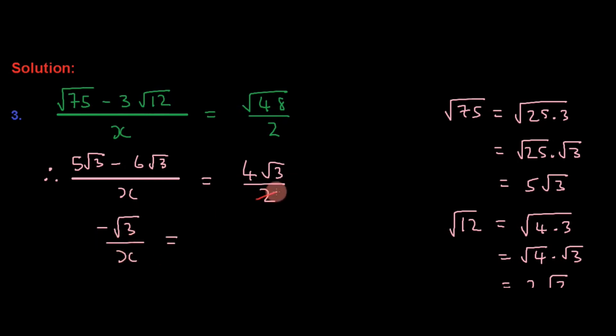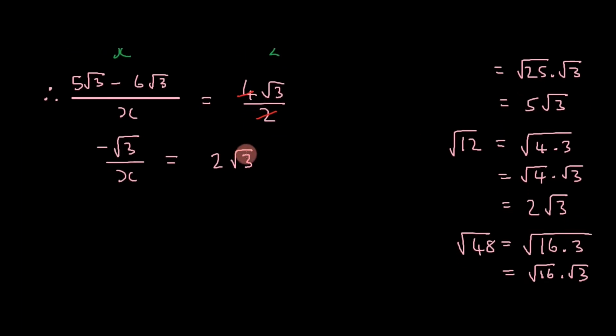On the right hand side, 2 goes into 4 twice, and we're left with 2 times the square root of 3. We want to solve for x. So we can cross multiply: x times twice square root 3 will give twice the square root of 3 times x, and 1 times the negative of the square root of 3 is minus the square root of 3.